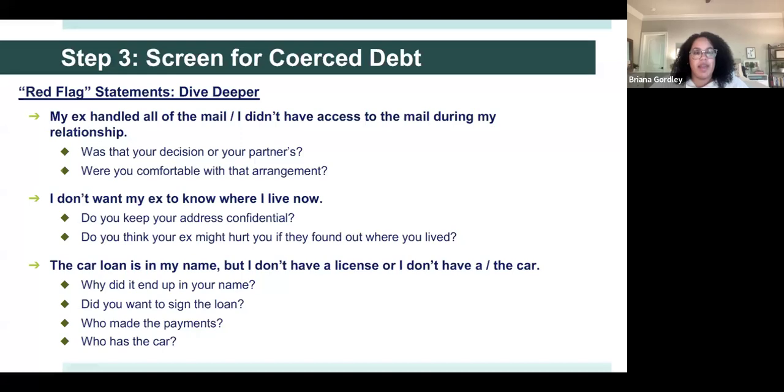So if you hear a survivor say, "My ex handled all of the mail," or "I didn't have access to the mail during my relationship," here are a few follow-up questions that you should ask. First, "Was that your decision or your partner's decision? And were you comfortable with that arrangement?"